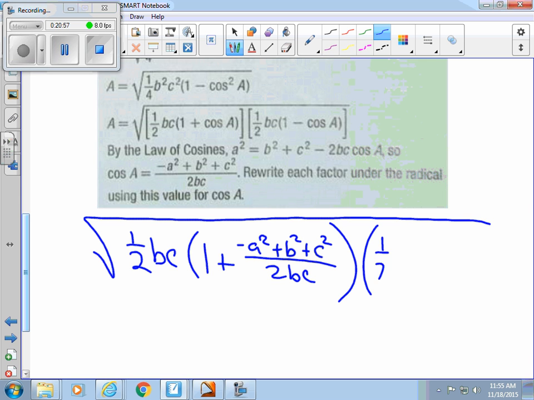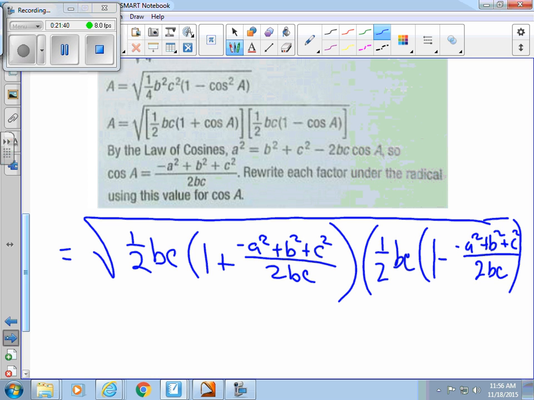Times 1/2 BC, 1 minus, sorry, A squared plus B squared plus C squared over 2BC. And you would have to get a common denominator and subtract. Just for time, I'm going to spare you me working that out, but if you continue to work that out with common denominators and do the subtraction, you end up, where everywhere you see an S, it would actually be 1/2 of A plus B plus C. So it's a really long, nasty formula, but that's where this formula comes from.